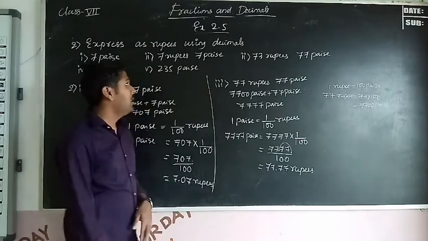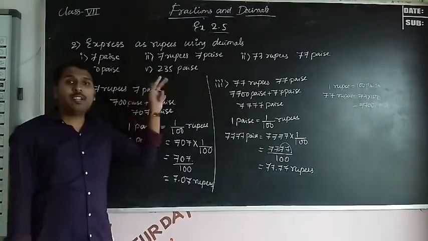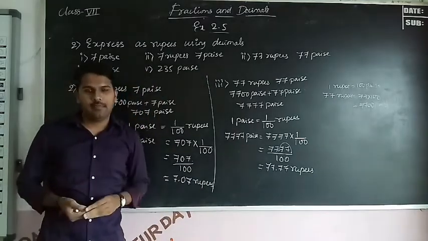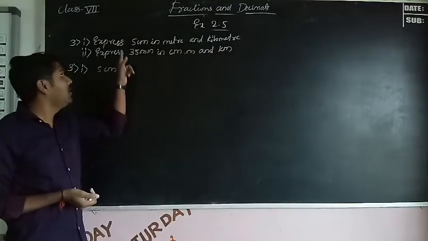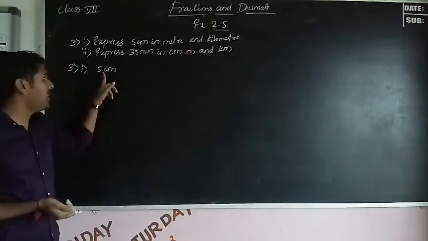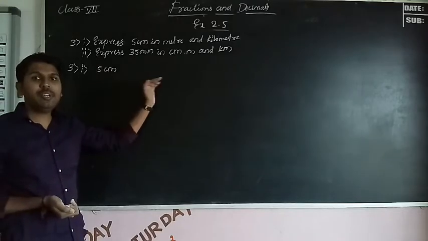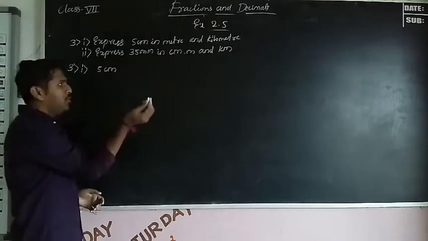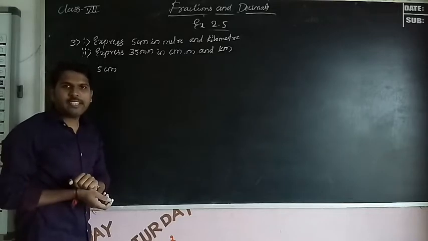Okay. Next, the fourth and fifth ones are homework problems, just try them. So next, the third one: express 5 centimeter in meter and kilometer. So how to convert it? First, 5 centimeter. Convert centimeter to meter. You know that 1 meter equals 100 centimeter.